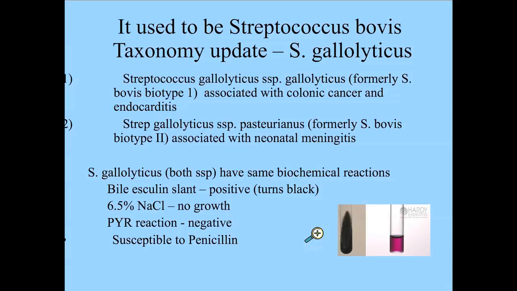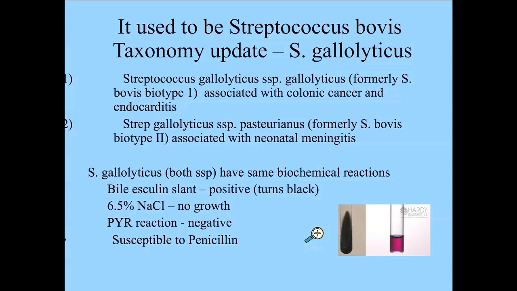As you can see on the slide, this one is no longer called Strep bovis. Really, if we properly name it, it should be Strep gallolyticus. We're dealing with a lot of taxonomy updates in microbiology right now, and this is one of the most important ones because this is a very important organism. We've known it for years as bovis biotype 1 and bovis biotype 2, but now we're supposed to refer to it as Strep gallolyticus, subspecies gallolyticus, and subspecies pasteurianus.